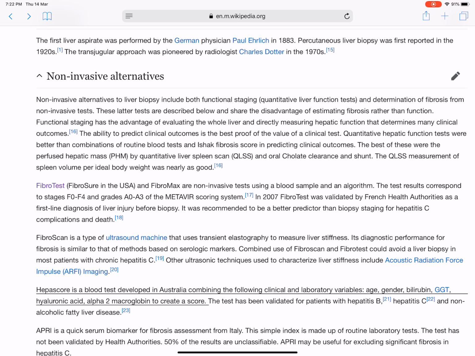HEPA-score is a blood test developed in Australia combining the following clinical and laboratory variables: age, gender, bilirubin, GGT, hyaluronic acid, alpha-2-macroglobulin, to create a score. The test has been validated for patients with hepatitis B, hepatitis C, and non-alcoholic fatty liver disease. APRI is a quick serum biomarker for fibrosis assessment from Italy. This simple index is made up of routine laboratory tests. The test has not been validated by health authorities. Percent of the results are unclassifiable. APRI may be useful for excluding significant fibrosis in hepatitis C.